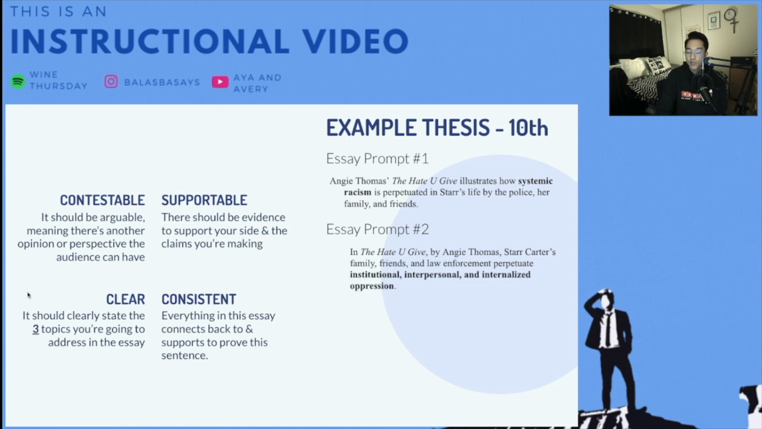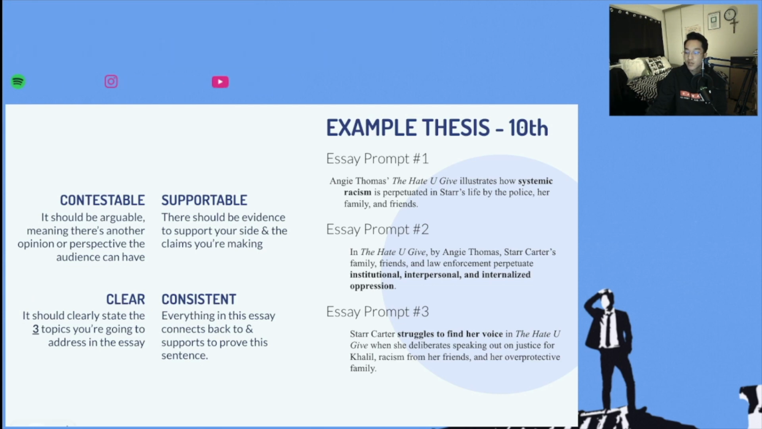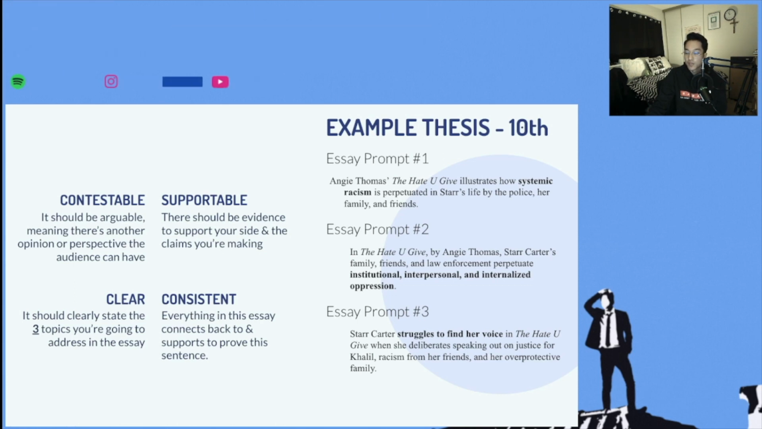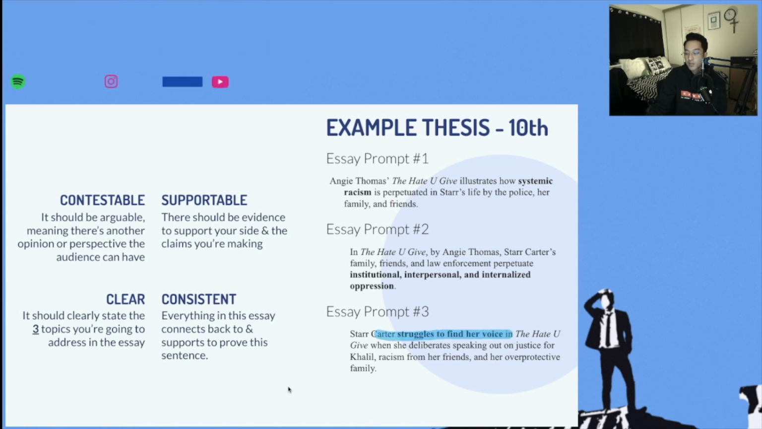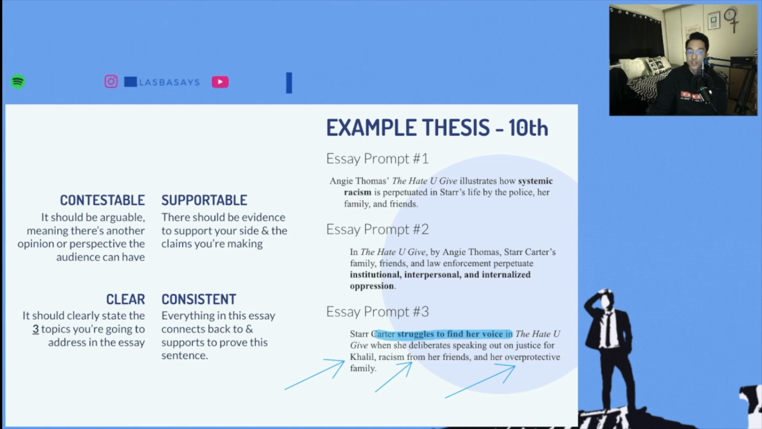Now let's look at a prompt number 3 example. Star Carter struggles to find her voice in "The Hate You Give" when she deliberates speaking out on justice for Khalil, racism from her friends, and her overprotective family. So the contestable part of this essay prompt would be right here. Star Carter struggles to find her voice. And then the 3 topics are the speaking out on justice for Khalil, speaking against the racism from her friends, and speaking out towards her overprotective family.